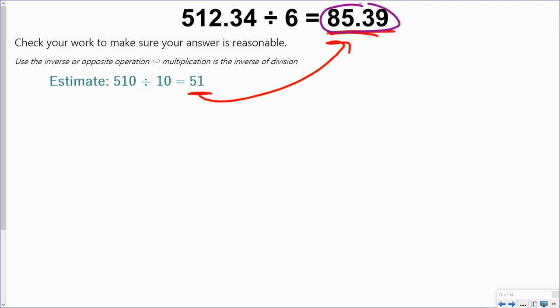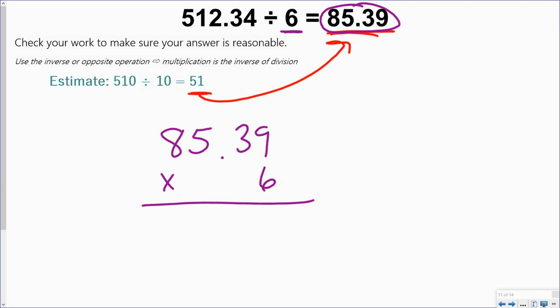So take this number and we're going to multiply it by 6. So I take my 85 and 39 hundredths and I am going to multiply that by 6. And when I do that, we get 4, carry the 5. 6 times 3 is 18, plus 5 is 23. Carry the 2. 6 times 5 is 30, plus the 2, it's 32. Carry my 3. 6 times 8 plus the 3 gives me 51.